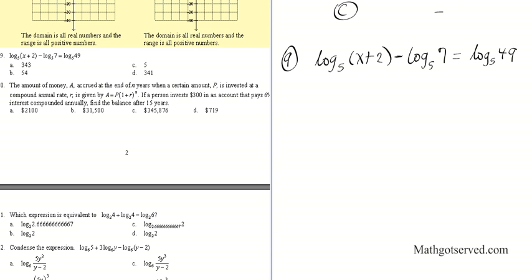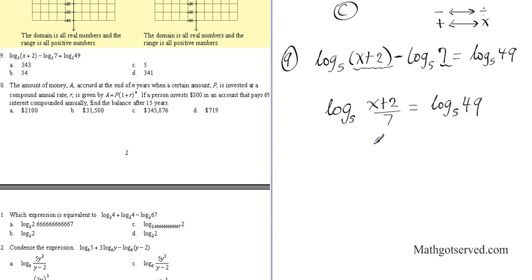Remember, subtraction means to divide the arguments, and addition means to multiply the arguments. Since we have subtraction here, we're going to divide. So we have log base 5. We're going to be dividing x plus 2 and 7. So log base 5 of x plus 2 over 7 equals log base 5 of 49.